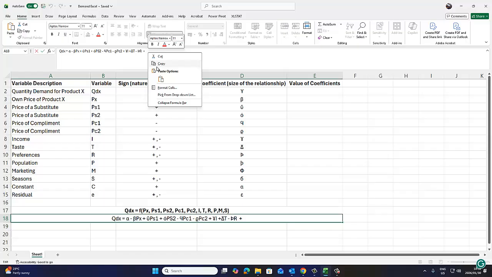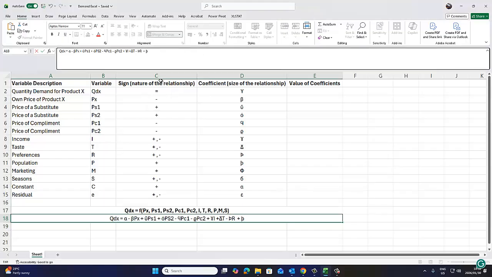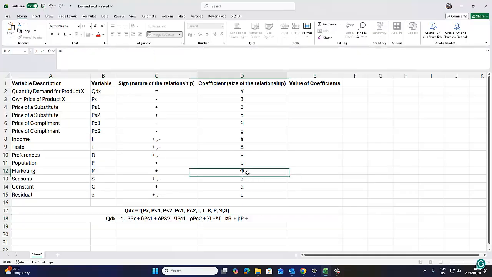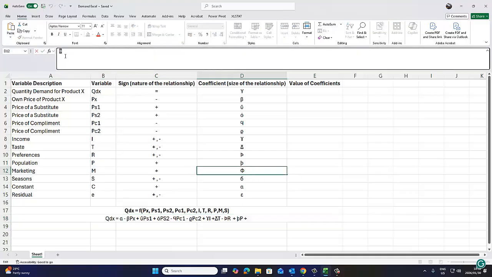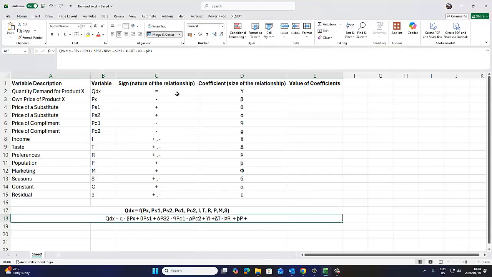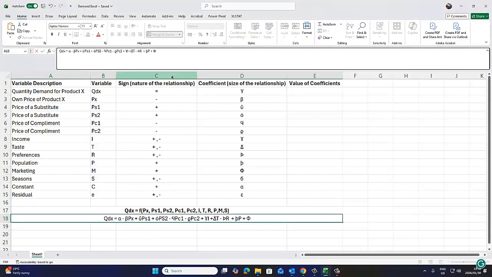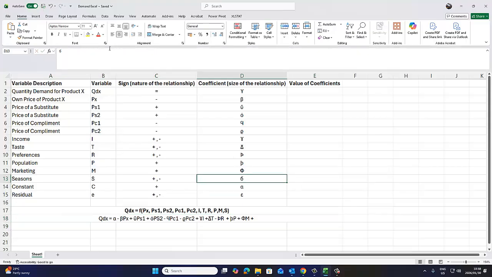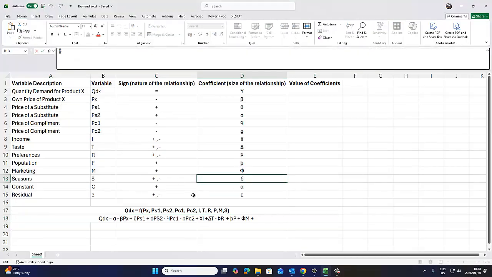What I wanted to do is make them in separate columns, but let's do that. We're going to do that now. And that sign is population. And then marketing obviously is positive. Is that sign, which is M. And then seasons, let's also say it's positive for seasons.